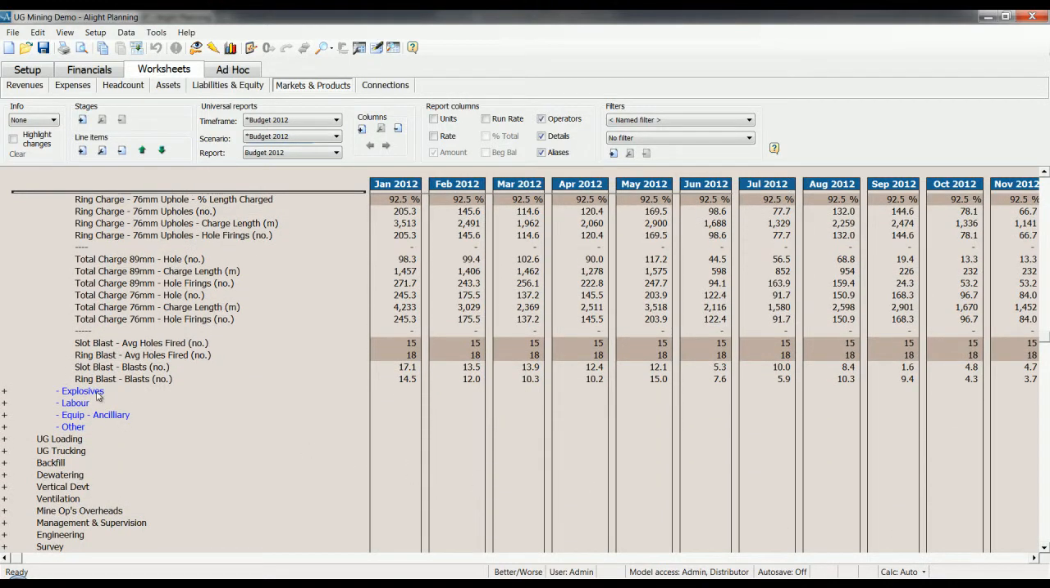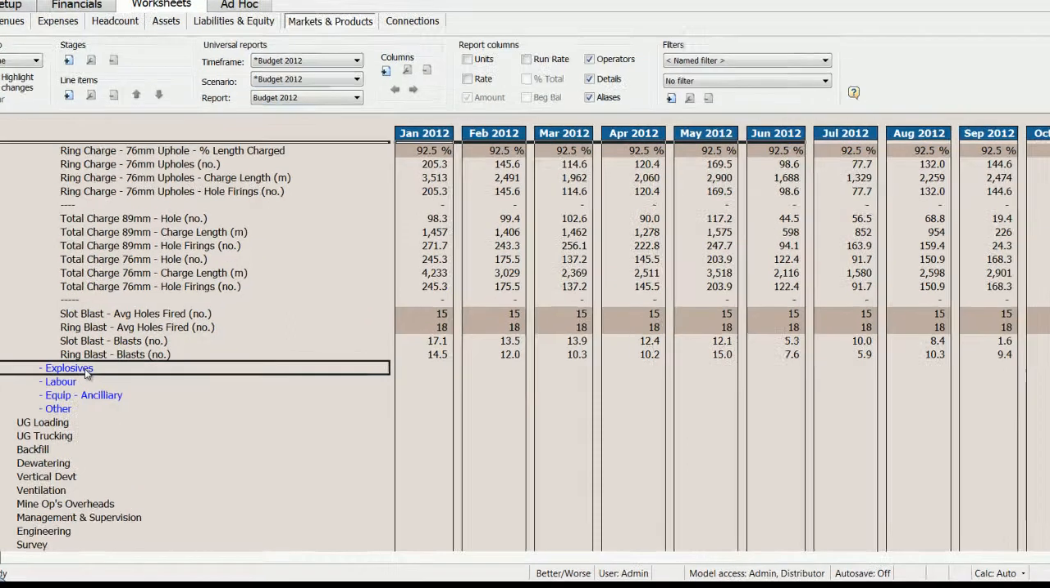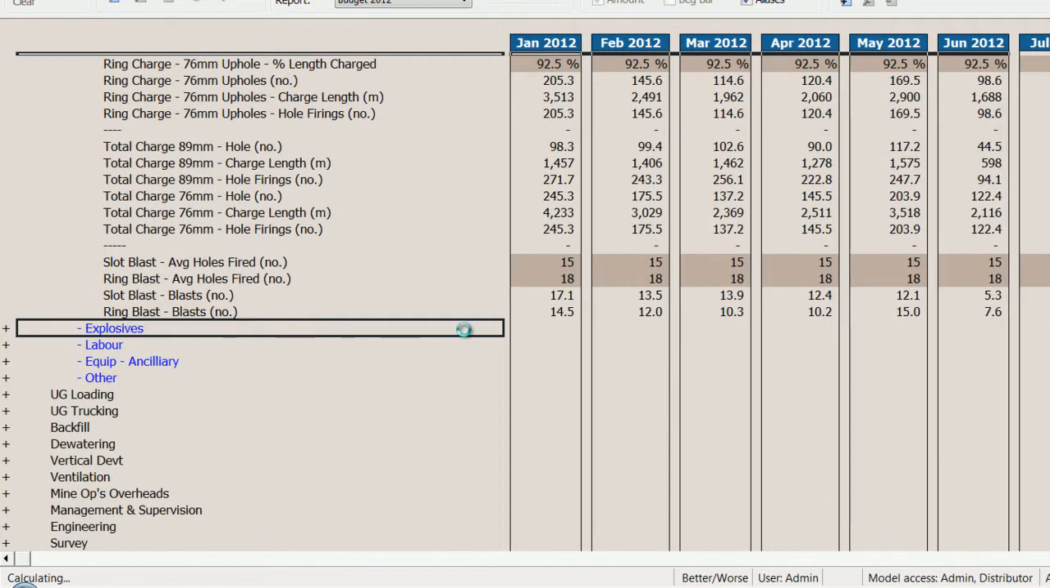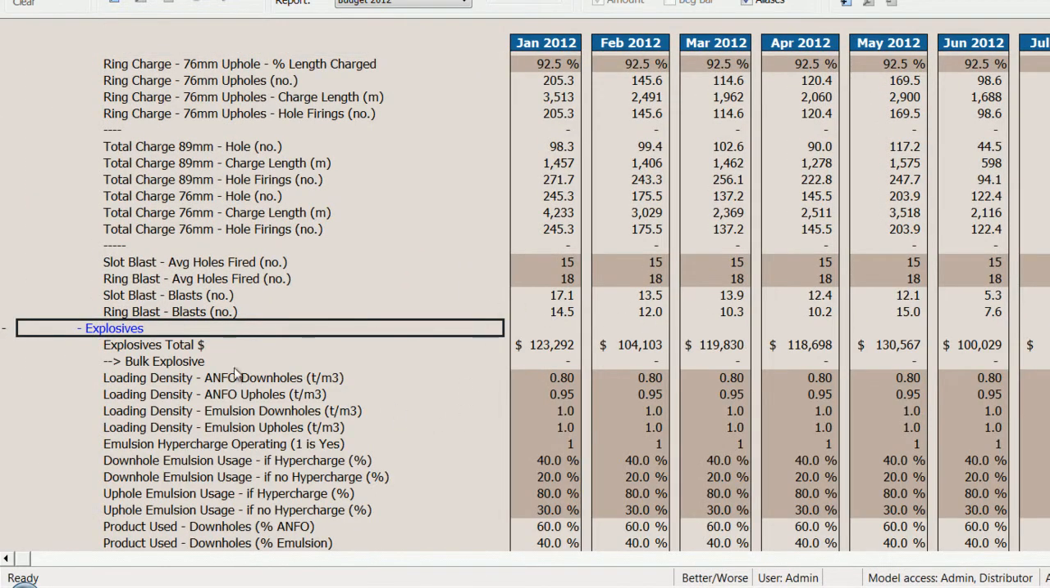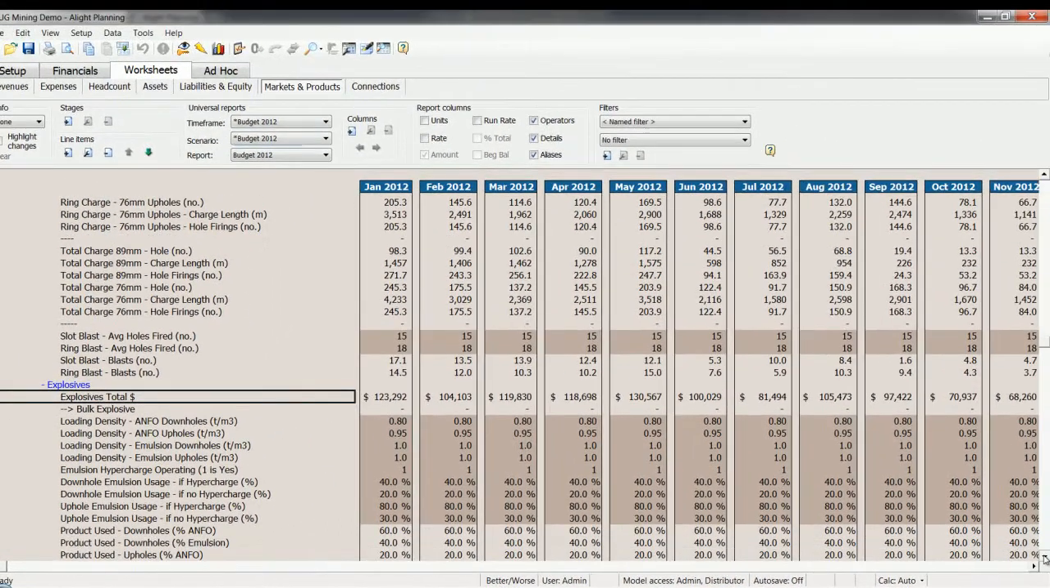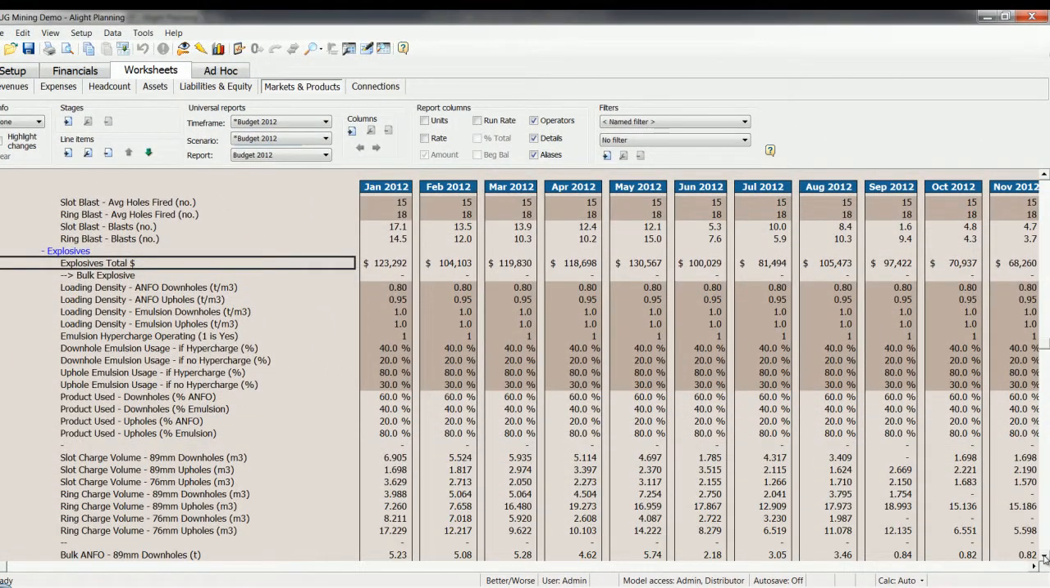So this goes into quite a lot of detail here. For example, if we go into explosives. So these submodels all consist of some key assumptions, but also many calculations based on those drivers. You can see here that the planning is at a very detailed level, perhaps too detailed given the materiality of some of these items. I mention this example only to illustrate the fact that Alight is flexible in the level of detail it allows you to plan at.